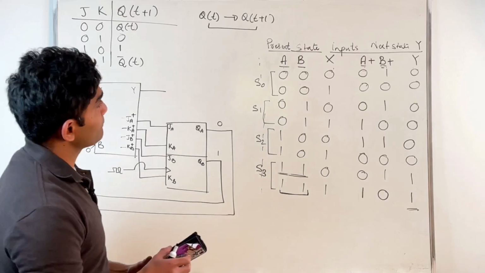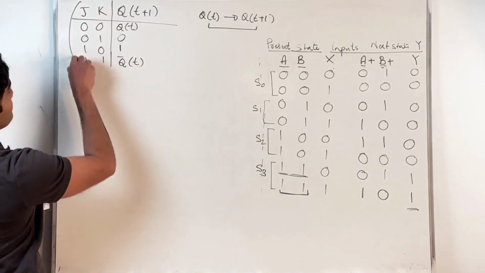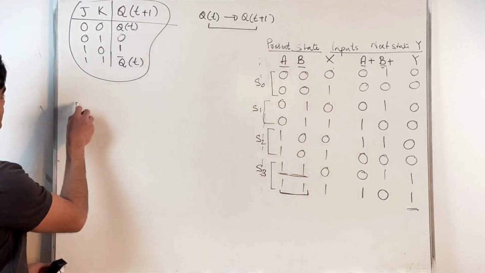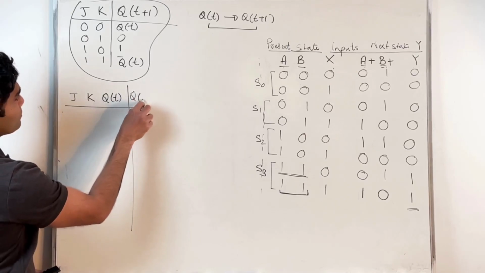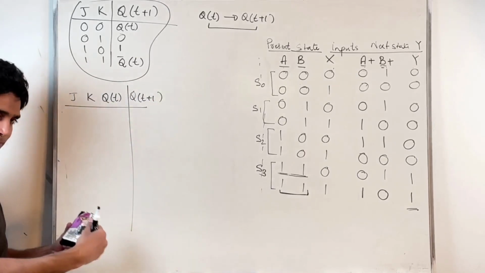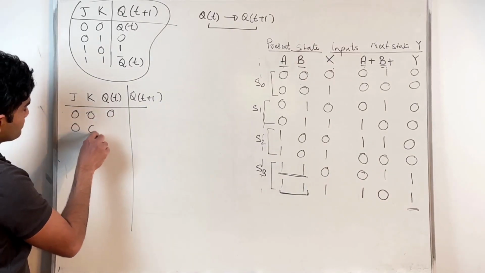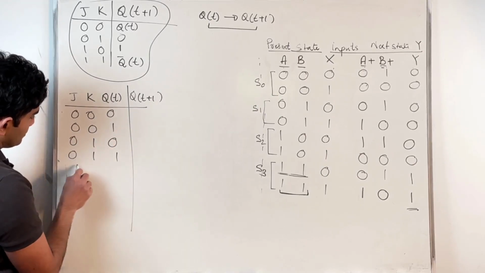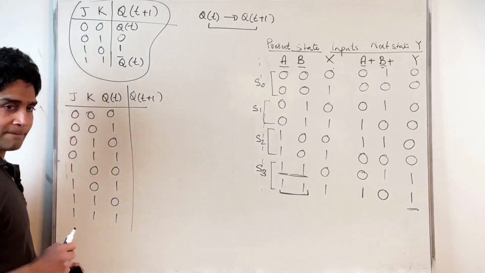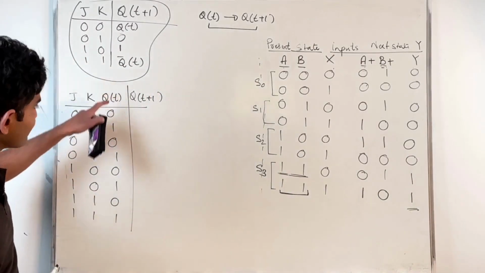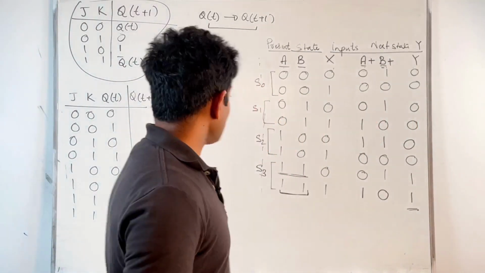So to get that information, what I will do now is redraw this table in a slightly different fashion. What I will do is I will say J, K, Q of t, and then Q t plus 1. So these are my inputs. In the present instance, that's going to be the output in the next clock instance. And let's look at all possible combinations. Okay, I'm just rewriting this characteristic table in a slightly modified fashion, just to make things more obvious, if you will. All right, let's look at the first row.